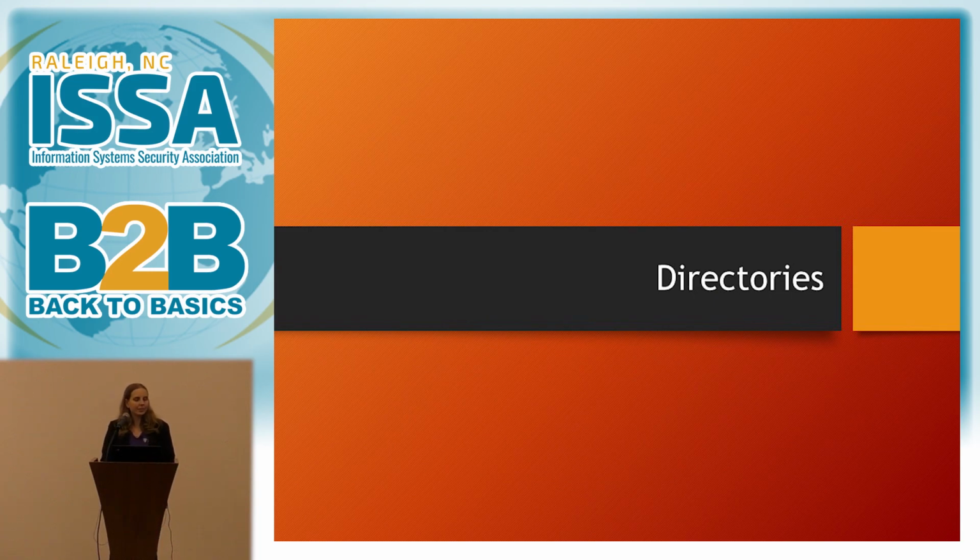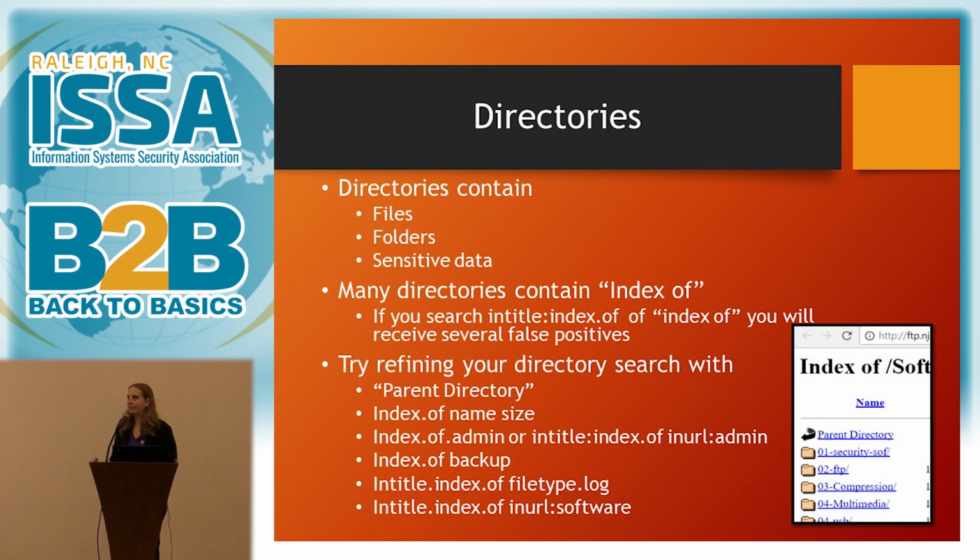Directories. Directories are your friend. Directories contain files, folders, and best of all, sensitive data. Many directories contain the words "index of," and here you can see a screenshot of a site I found that had the words "index of." And you can see they have FTP. That's going to tell me where their plain text logins are, right? I can probably just connect to their sites. Multimedia, compression, so maybe they have some multimedia information that might release important information about their company.